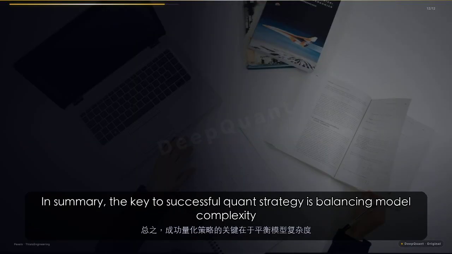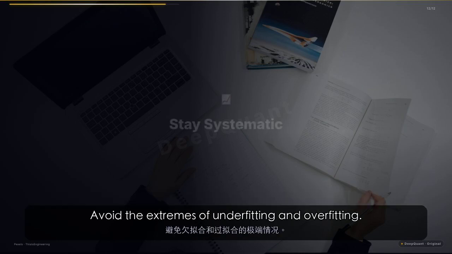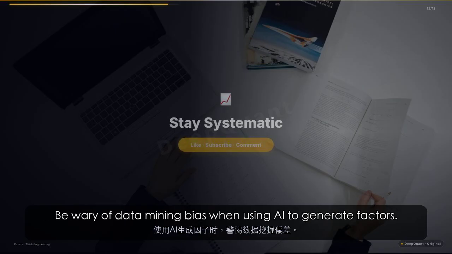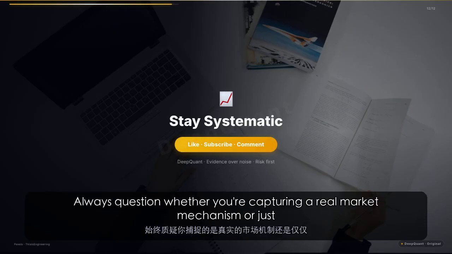In summary, the key to successful quant strategy is balancing model complexity with the effective information in your data. Avoid the extremes of underfitting and overfitting. Use out-of-sample testing, walk-forward analysis, and regularization. Be wary of data mining bias when using AI to generate factors. Remember, a strategy that looks great in backtest may fail live. Always question whether you're capturing a real market mechanism or just memorizing noise.